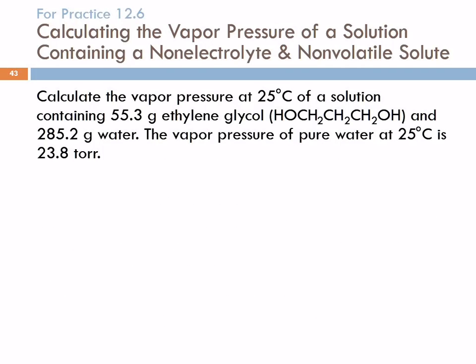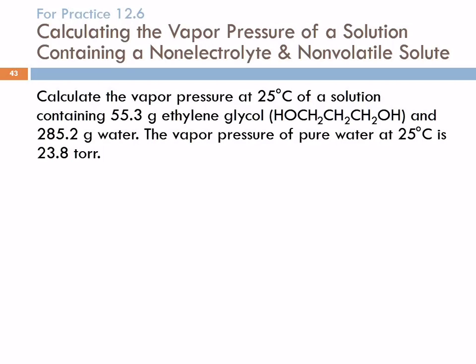Here's an example. And here we're talking about non-electrolyte solutes and non-volatile solutes. Because if it's volatile, that adds another layer. And then if it's an electrolyte, we have to consider the number of particles. So these are not electrolytes, just to keep things a little simpler. So calculate the vapor pressure at 25 of a solution containing 55.3 grams of ethylene glycol and 285.2 grams of water. The vapor pressure of pure water is 23.8 torr.